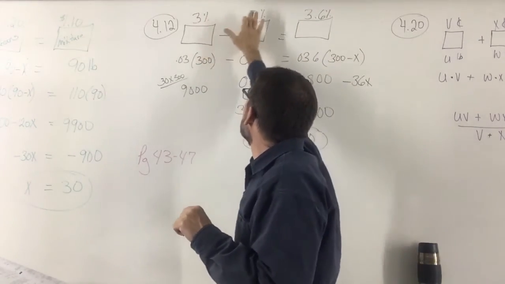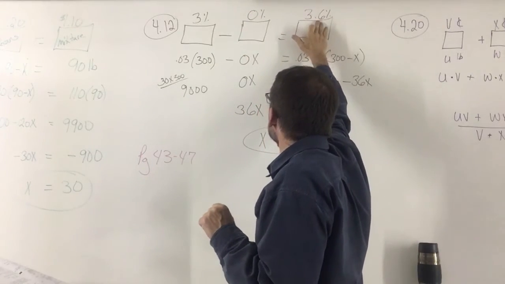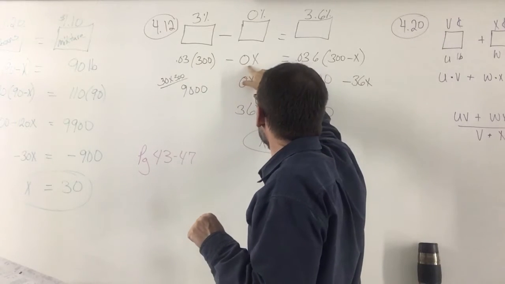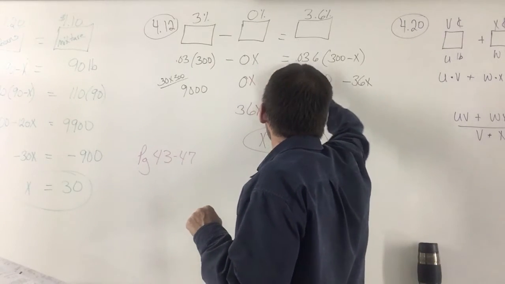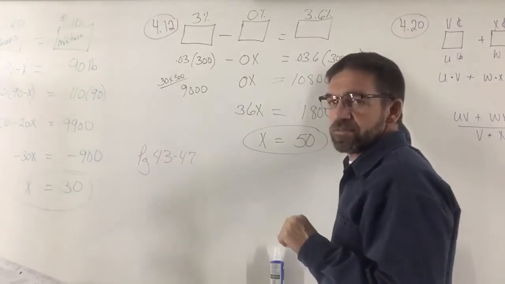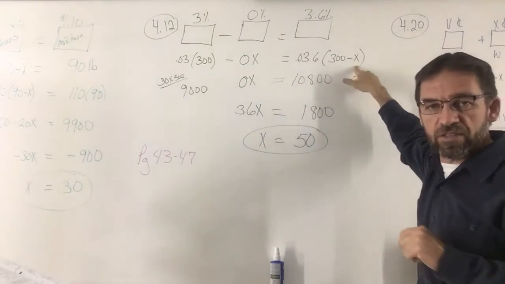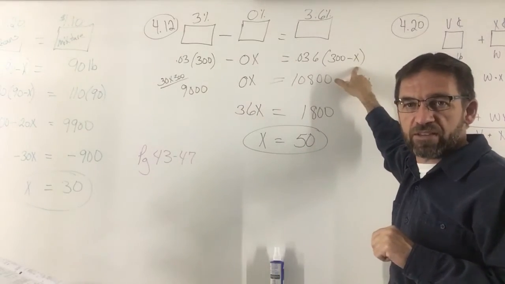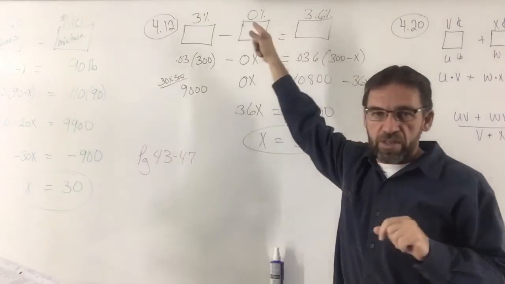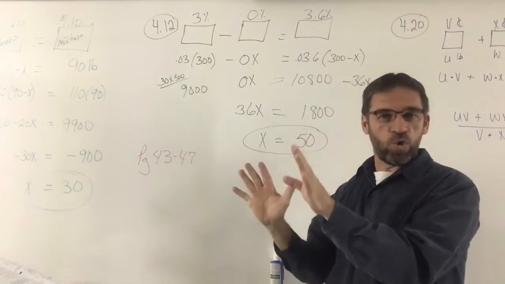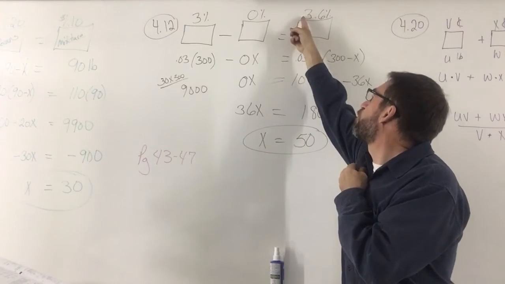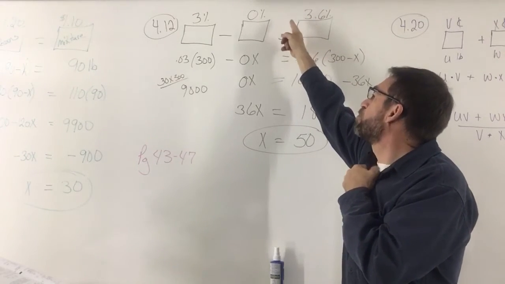So he got 3%, 0%, 3.6%. He's got 300 pounds of this. He's going to subtract 0, and he's going to come up with 300 minus x. You can't see that, my head's in the way. 300 minus x. Now, here again, I was working with the percent. I dropped it all off to get whole numbers. But watch out. When I moved this one to the front, I moved it 2 places.